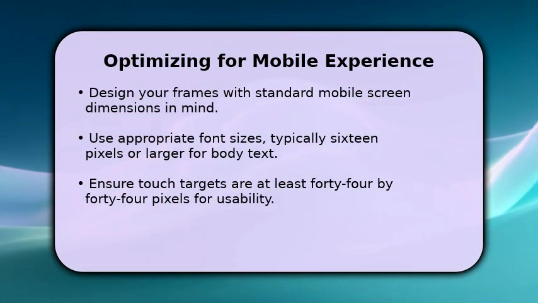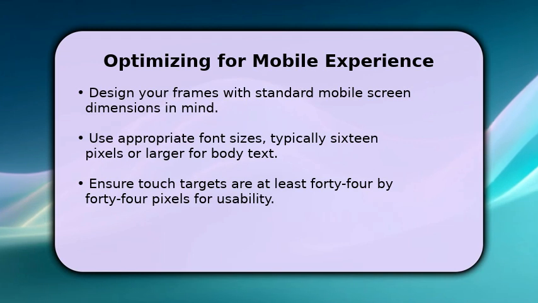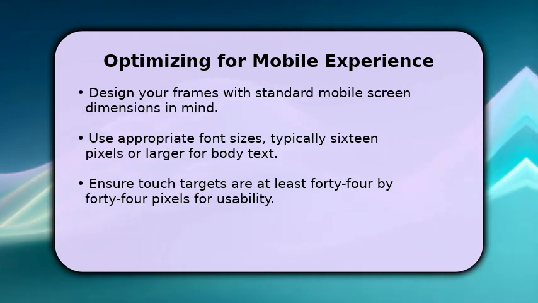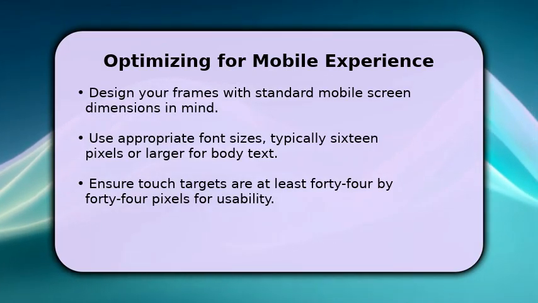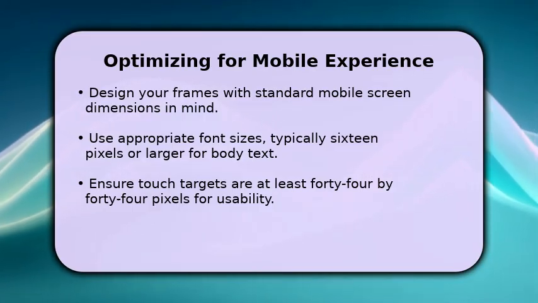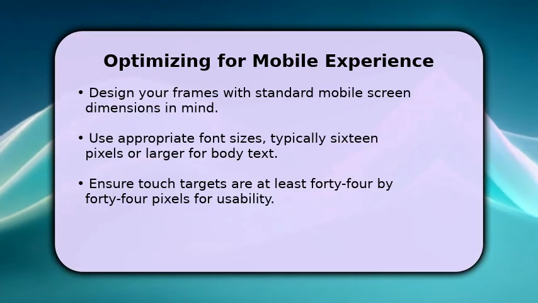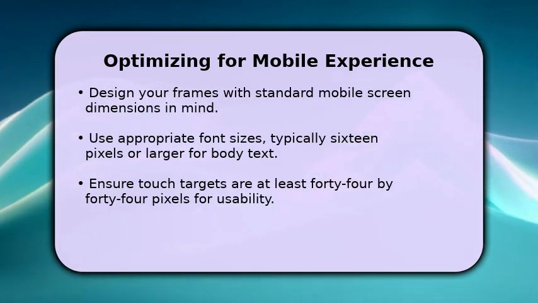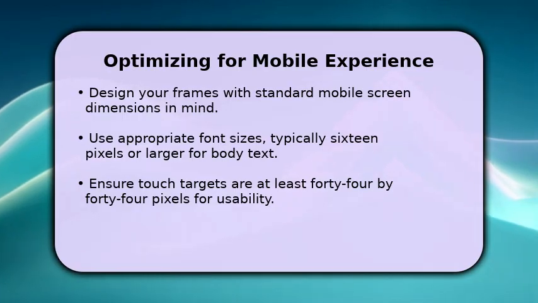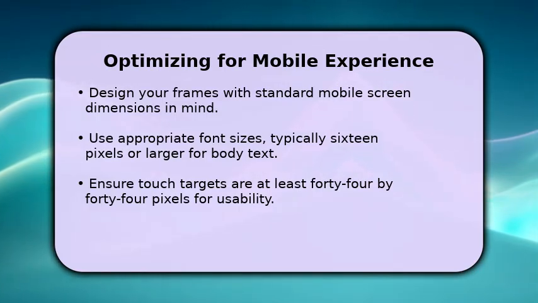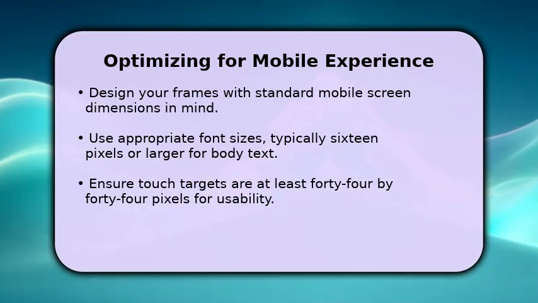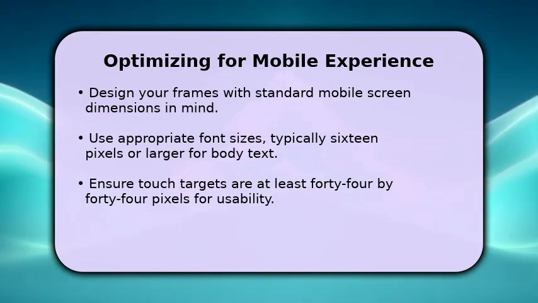When designing for mobile, always consider standard screen dimensions and resolutions. Use appropriate font sizes, generally 16 pixels or larger for body text, to ensure readability on smaller screens. Crucially, make sure your interactive elements, like buttons, have touch targets of at least 44 by 44 pixels for easy interaction. Finally, test your prototype on a variety of mobile devices, including different operating systems and screen sizes, to ensure a consistent and responsive user experience across all platforms. This attention to detail significantly enhances usability.